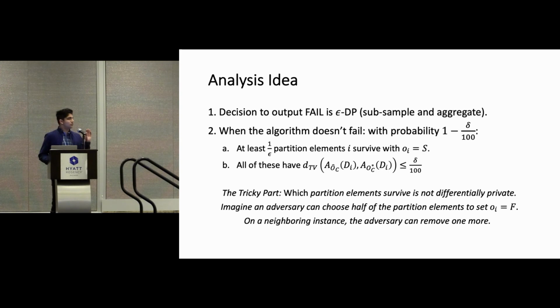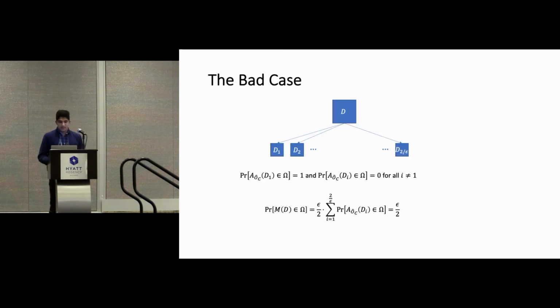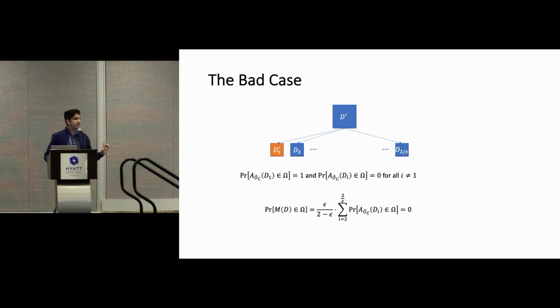So suppose we fix some data set D, and we're on some neighboring data set D prime, and we have some set omega that we're concerned about an outcome landing in. Under D, if we focus on just the first chunk, let's assume that the probability of A run on that chunk landing in omega is very high. And on all the other chunks, it's basically 0. So all of the probability mass of this outcome corresponds to 1 chunk. As we mentioned before, on a neighboring data set, the adversary could just choose to make that chunk fail. So all of the probability mass could be removed by the adversary here. And so this would cause the probabilities of being in omega on D and D prime to be very different, which is not differentially private.